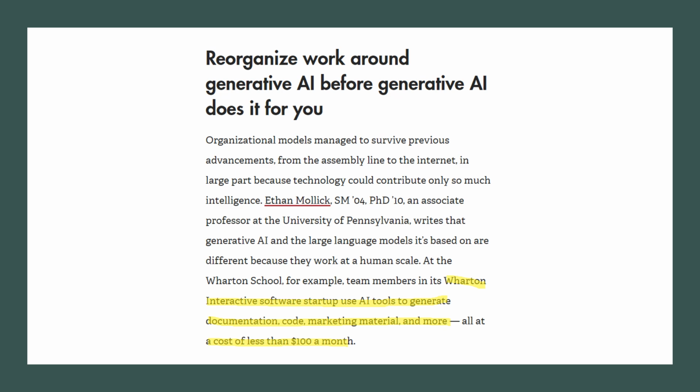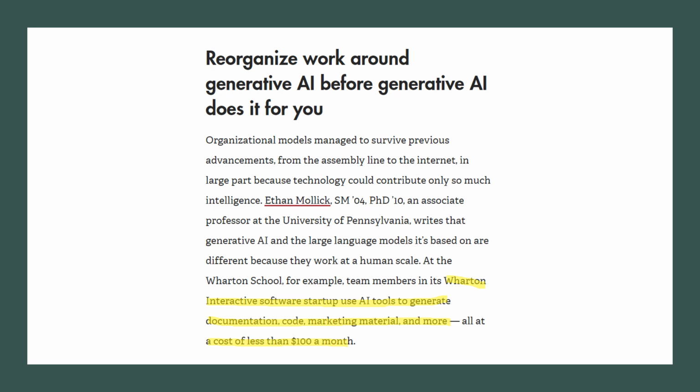The first idea in this process could be reorganizing work around generative AI before generative AI does it for you, right? So that means you have to plan strategically well ahead based on your business. Organization models managed to survive previous advancements from the assembly line to the internet in large part because technology could contribute only so much intelligence.